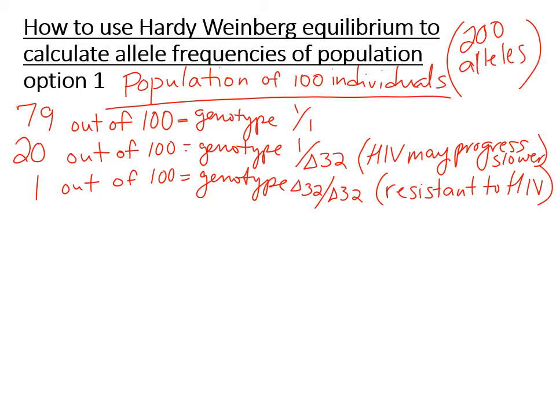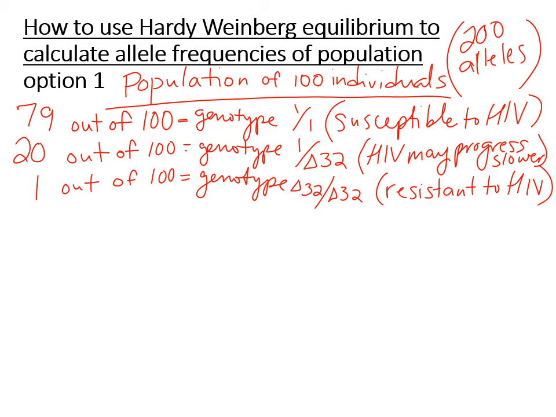And then you have the first one. Unfortunately, most of the world population is 1-1. When we're looking at this problem, allele capital A is 1, and allele lowercase a is delta 32. So those are the names of the alleles. If you're 1-1 genotype, unfortunately, you can get HIV. You are susceptible to HIV, and most of the world population, unfortunately, is genotype 1-1.